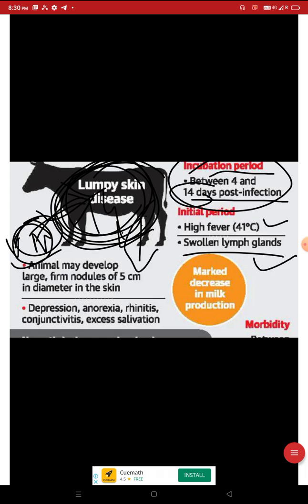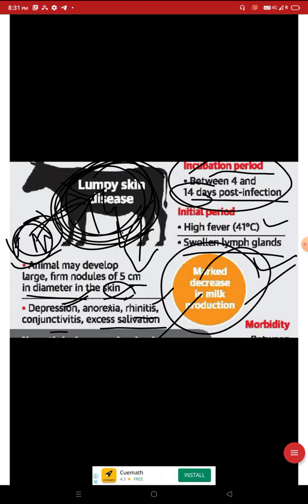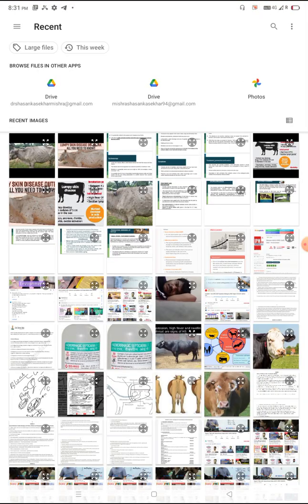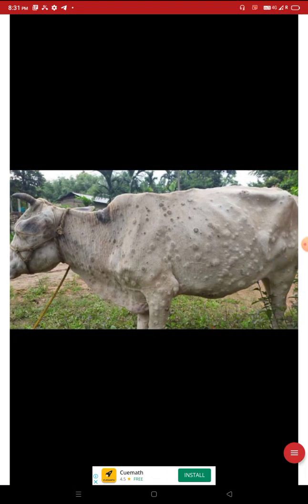Here the animal may develop large firm nodules of 5 cm in diameter in the skin. In the skin you can see nodule-type symptoms. Depression, anorexia meaning loss of appetite, rhinitis, conjunctivitis, excess salivation. A marked decrease in milk production will be seen. You know all about this. This type of symptoms will be seen in the animal after infection with lumpy skin disease virus.